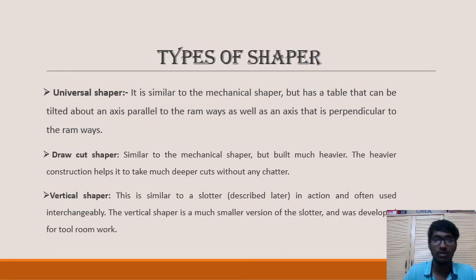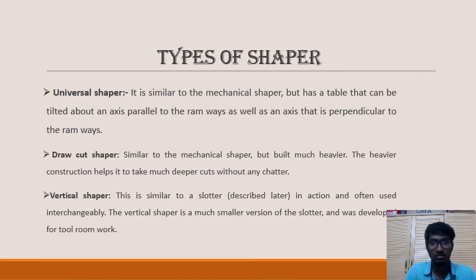So as of now we have discussed the standard mechanical shapers. There are also other types of shapers. The first one is the universal shaper. It is similar to a mechanical shaper but has a table that can be tilted about an axis parallel or perpendicular to the runways. Also, the draw cut shaper is similar to a mechanical shaper but it is built much heavier. The heavier construction helps it to take up deeper cuts without any chatter.